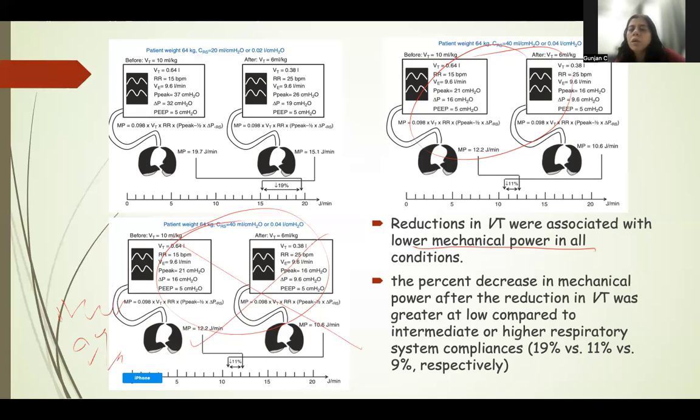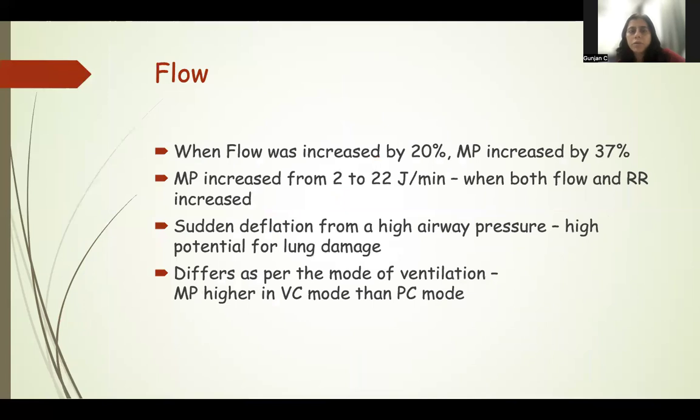Whereas if you do this in a moderate ARDS, then the mechanical power reduces by 11%. However, when you reduce the tidal volume in a very low compliance lung, the mechanical power drops by 19%. So from mild to moderate to severe ARDS, the decrease in mechanical power with reduced tidal volume is very significant. Reducing tidal volume is very important to keep a low tidal volume ventilation in our ARDS patients.